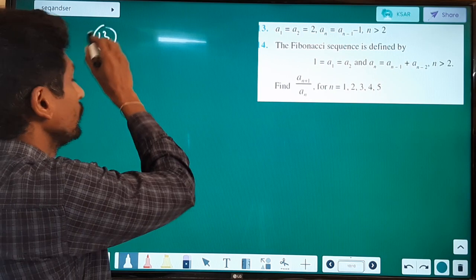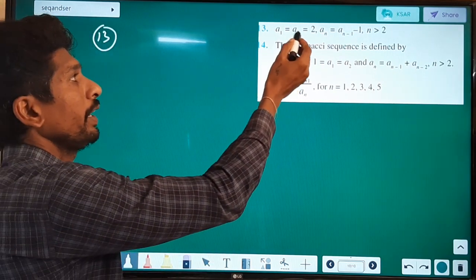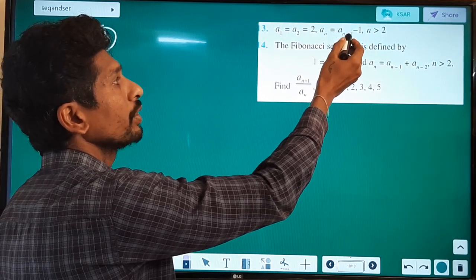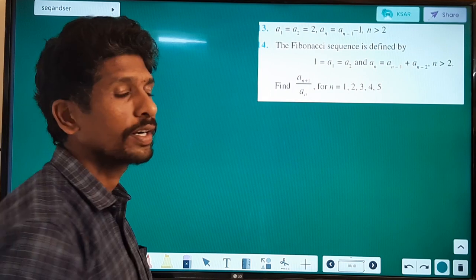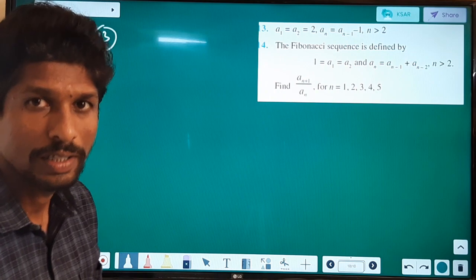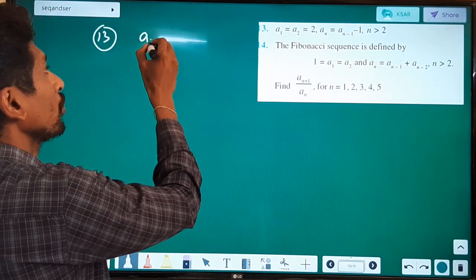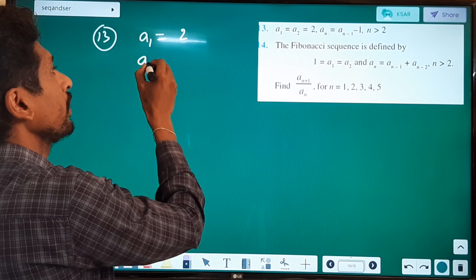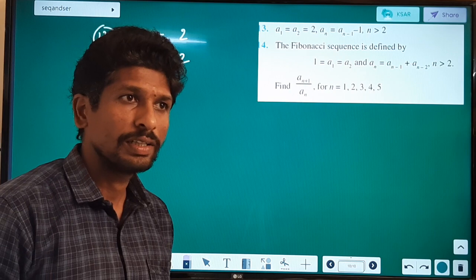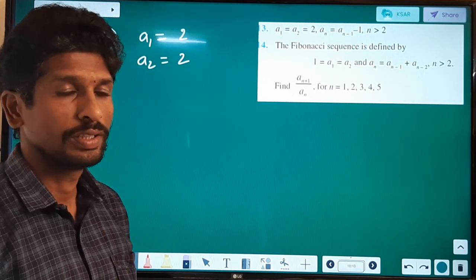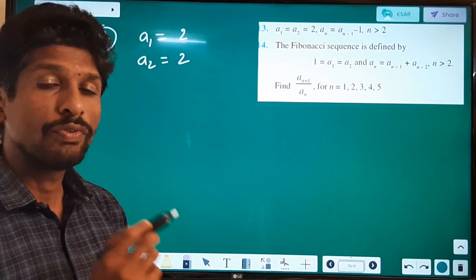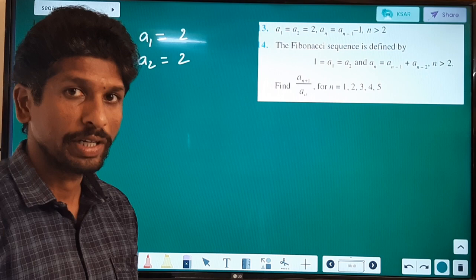In the 13th, A1 and A2 are given, and An is equal to An-1 where n is greater than 2, the natural numbers greater than 2. So here they have already given the first as well as the second term. The first term is 2 and the second term is also 2. When the first term and second term are the same, that sequence is called a Fibonacci sequence. So the 13th and 14th problems are Fibonacci sequences, where the first and second terms are the same.